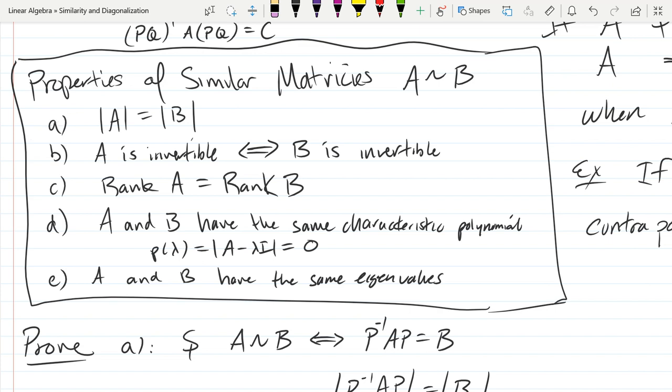So this theorem is written in a slightly weird way. Here we have, if A is similar to B, then all these conditions are true. What we just showed is determinant of A equals determinant of B. That does not imply that A is similar to B.